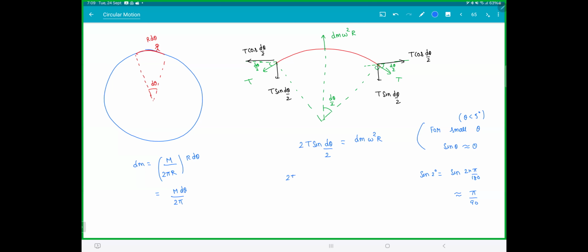So this is 2T d theta by 2, and this is m by 2 pi d theta. You should have seen this once. The 2s will cancel, d theta will cancel. Tension is equal to m omega square r by 2 pi.